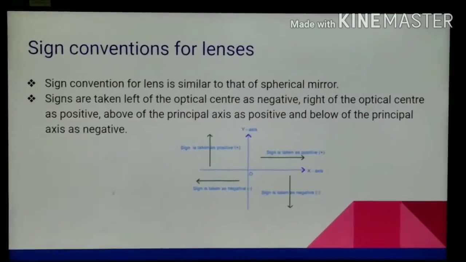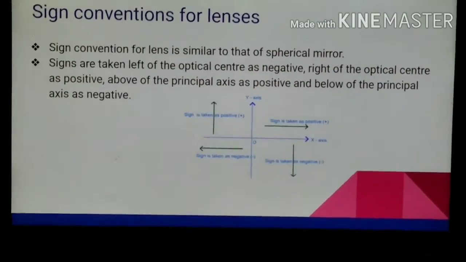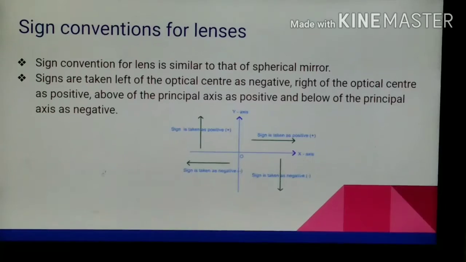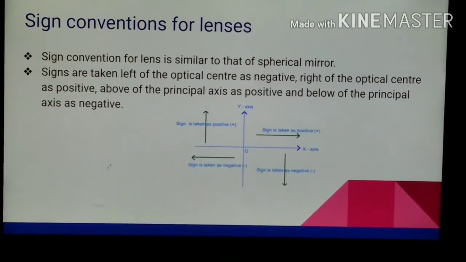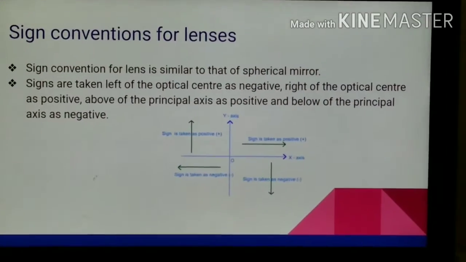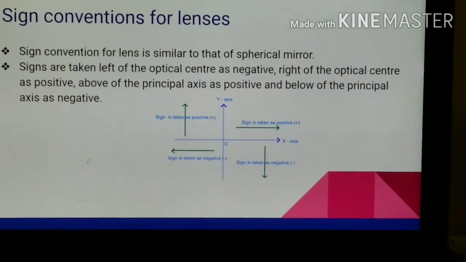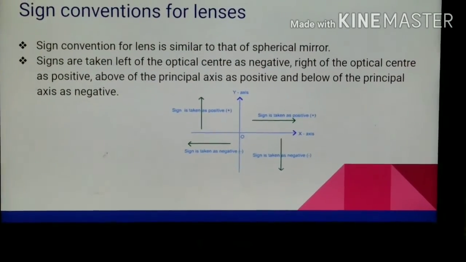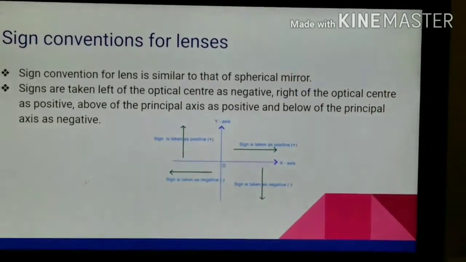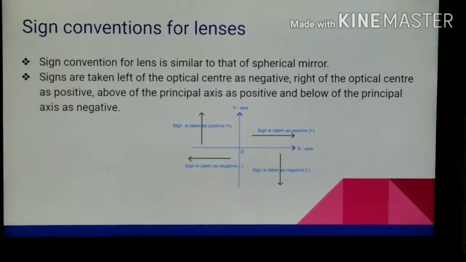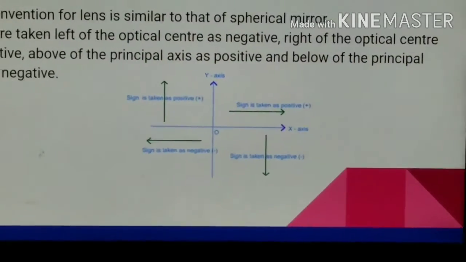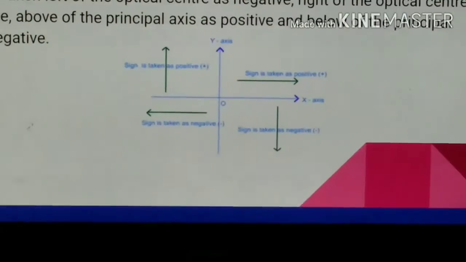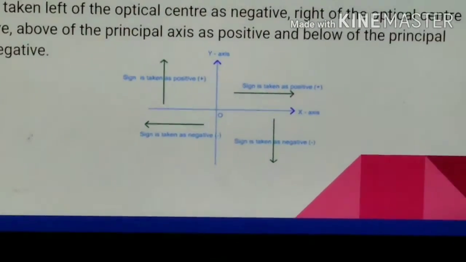So what are the sign conventions for lenses? Sign conventions for lenses are similar to that of spherical mirrors. Distances left of the optical center are taken as negative, right of the optical center as positive, above the principal axis as positive, and below the principal axis as negative. Here you can see the image of how the axes are taken, positive or negative.